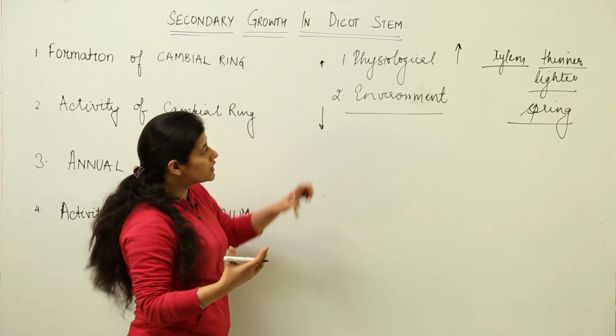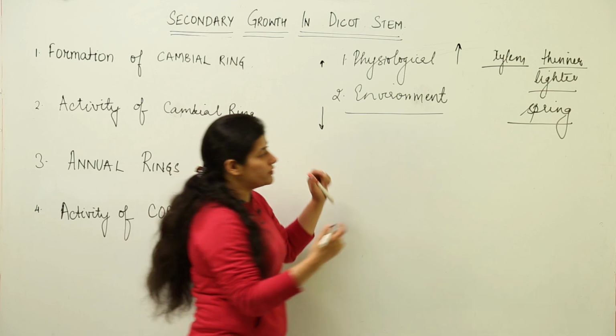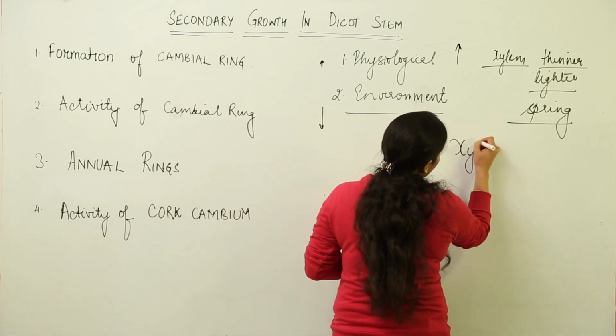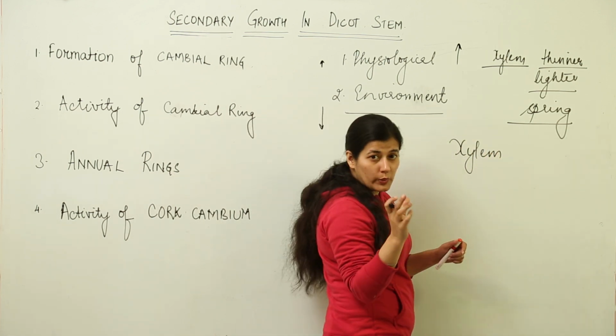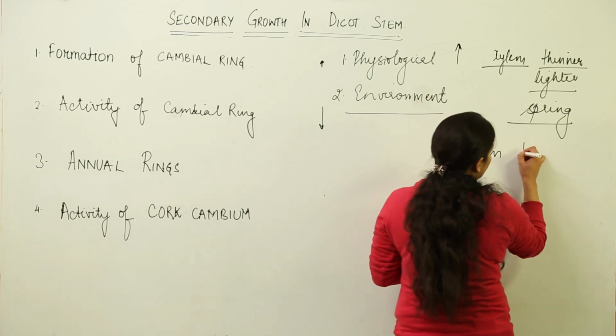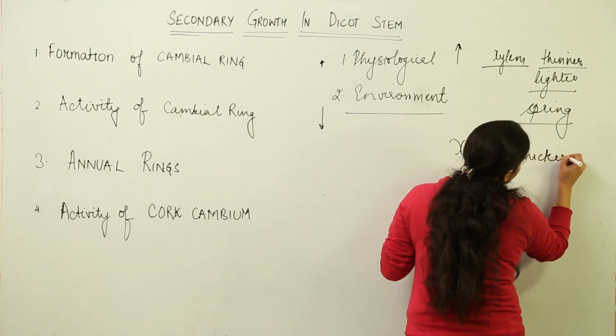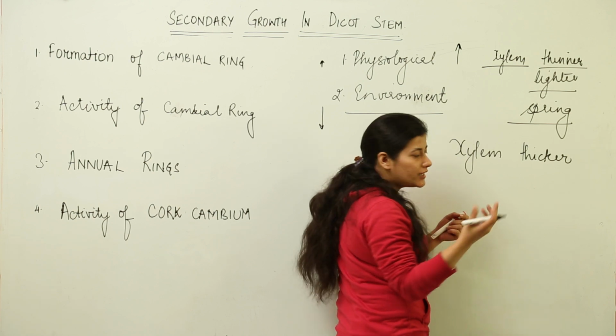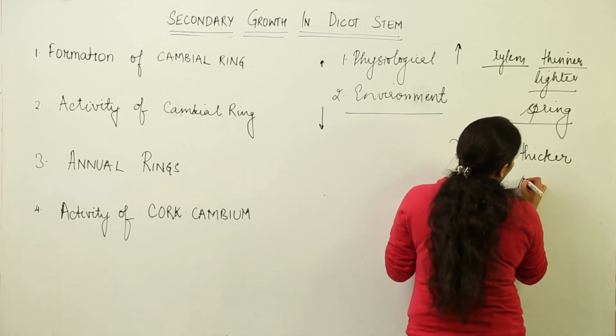When the environment goes unfavorable, the physiological functions are reduced. When they are reduced, the xylem which would be formed will not have greater diameter, because of which its walls would be thicker. It is going to store some sort of tannins in it, and it will be darker in color.